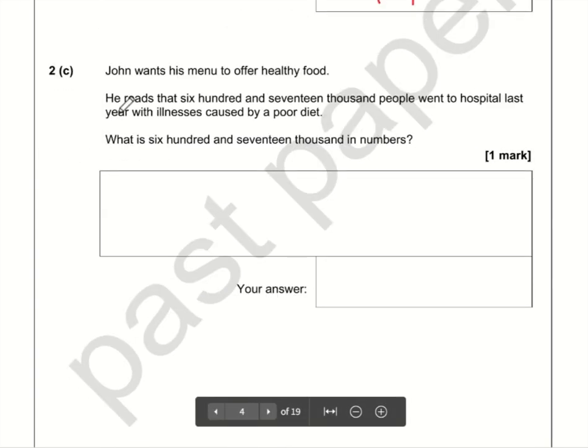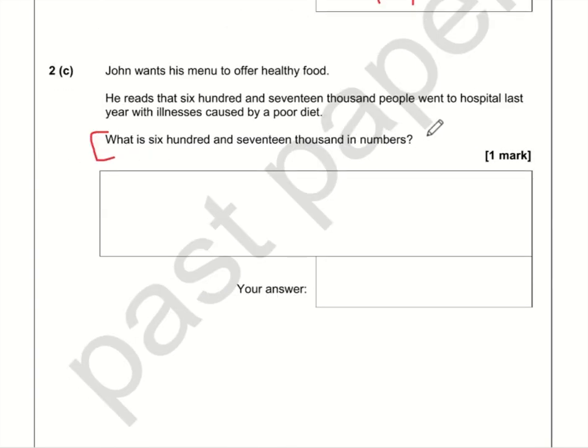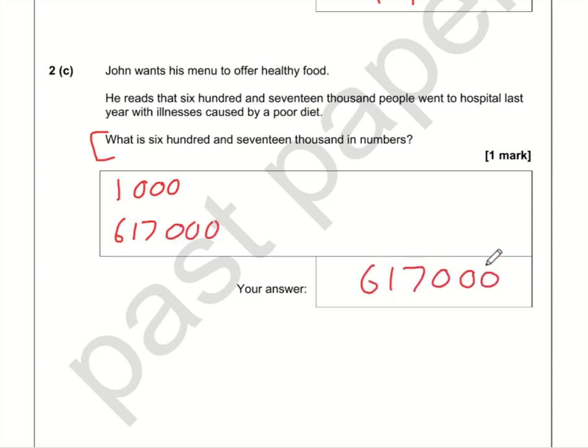Okay, so for this next question, what is 617,000 in numbers? Okay, what is 1,000 in numbers? 1,000 is 1 with 3 zeros. So 617,000 is 617 with 3 zeros. There we go, 617000.